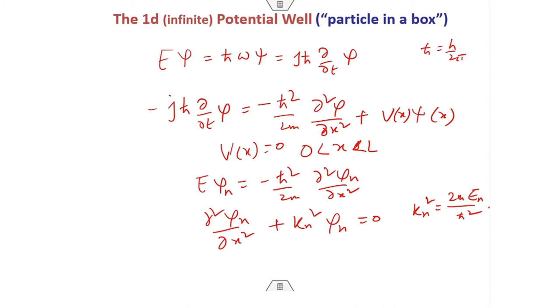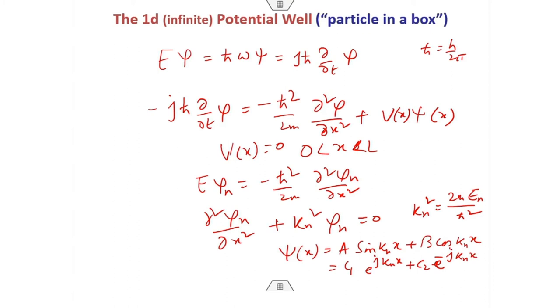So now we can assume the solution for psi of this equation to be a sin k n x plus b cos k n x, right? Or basically you can also write C1 exponential j k n x plus C2 exponential minus j k n x. Please do not ask me how I am getting this. These are all elementary second-order differential equation solutions. Remember, this is an ordinary differential equation, not a partial differential equation, okay? Why?